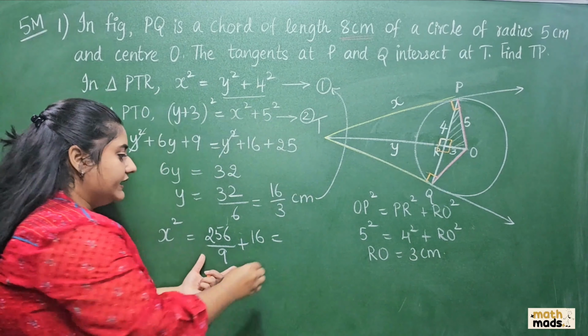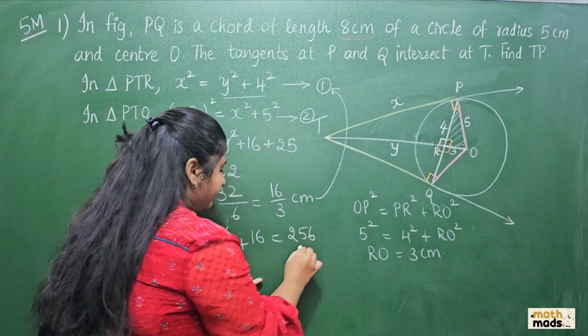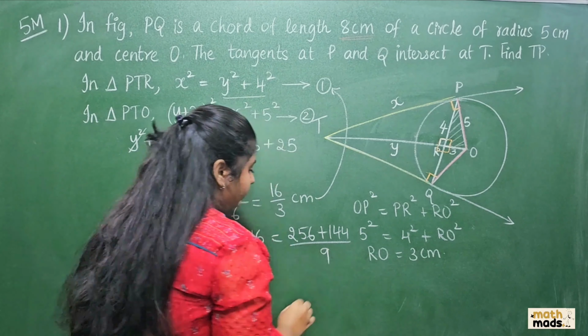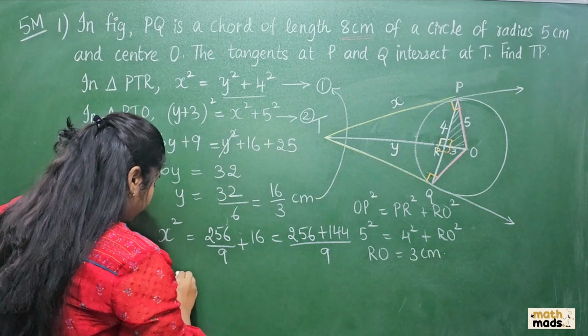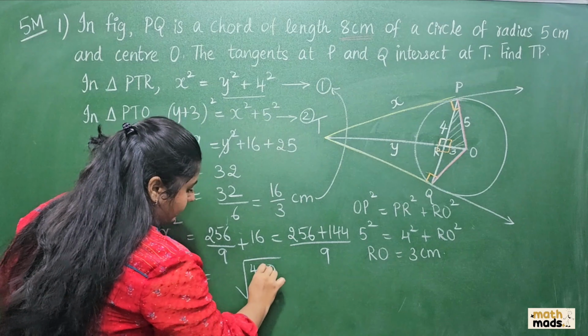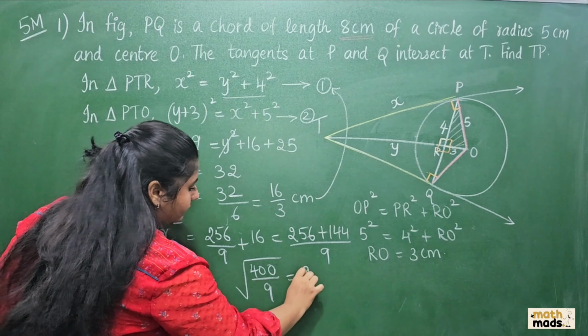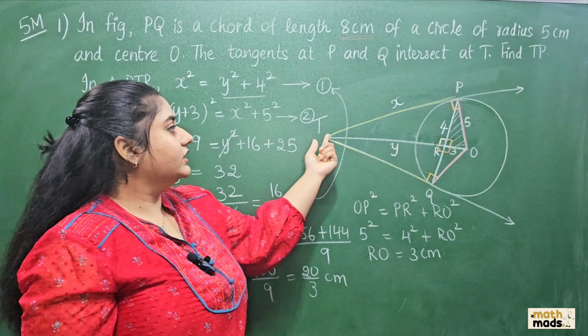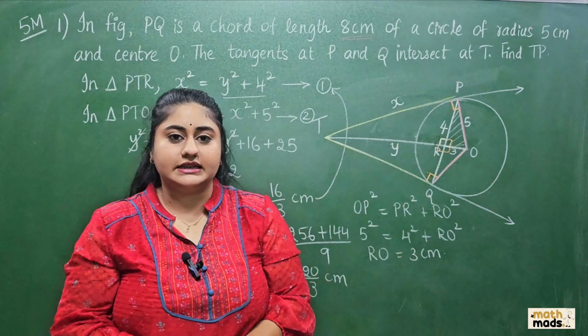So further I'll get 256, I'll take the LCM, plus 144 by 9, which is nothing but 400 by 9. So x will be equal to the square root of 400 by 9, which is equal to 20 by 3 centimeter. So the length of TP is 20 by 3 centimeter.